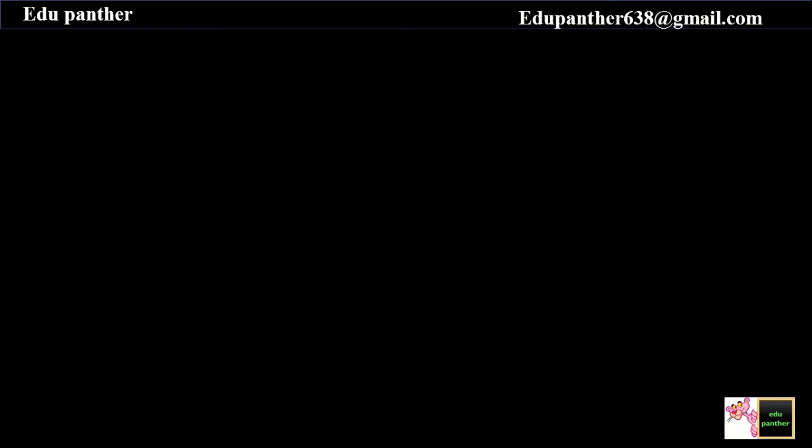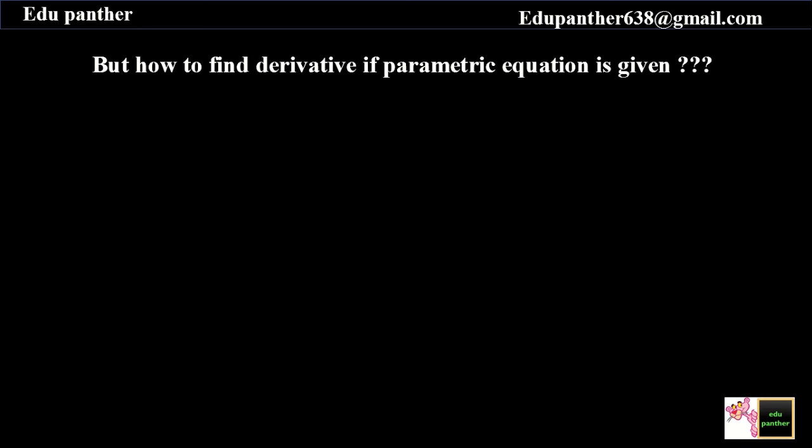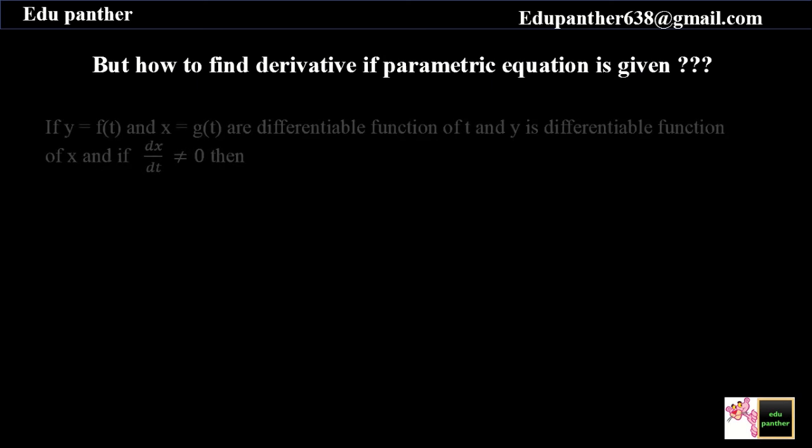So now we have learned the definition of parametric equation. So our next goal is to know how to differentiate a parametric function. That means if parametric function is given, then how to find its derivative. So for that process we will see a result, a theorem on that.